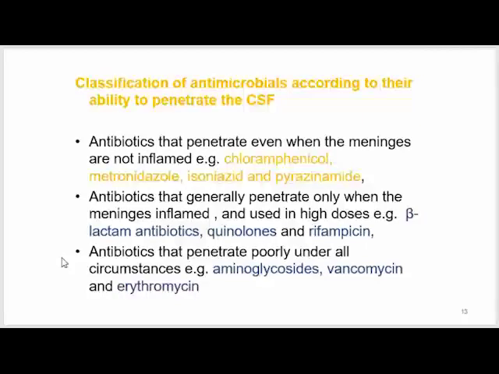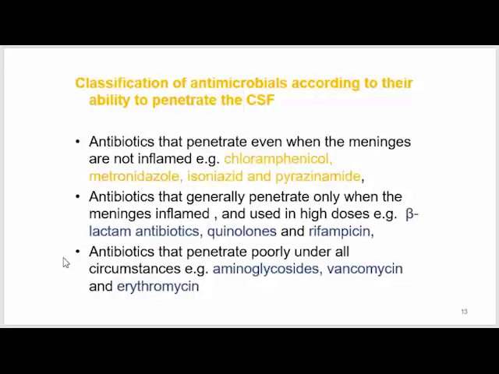Classification of antimicrobial according to their ability to penetrate the cerebrospinal fluid. We have those antibiotics that can only penetrate the meninges when they are inflamed. First, let me start with those which penetrate the meninges even when they are not inflamed, like chloramphenicol, metronidazole, isoniazid, and pyrazinamide.